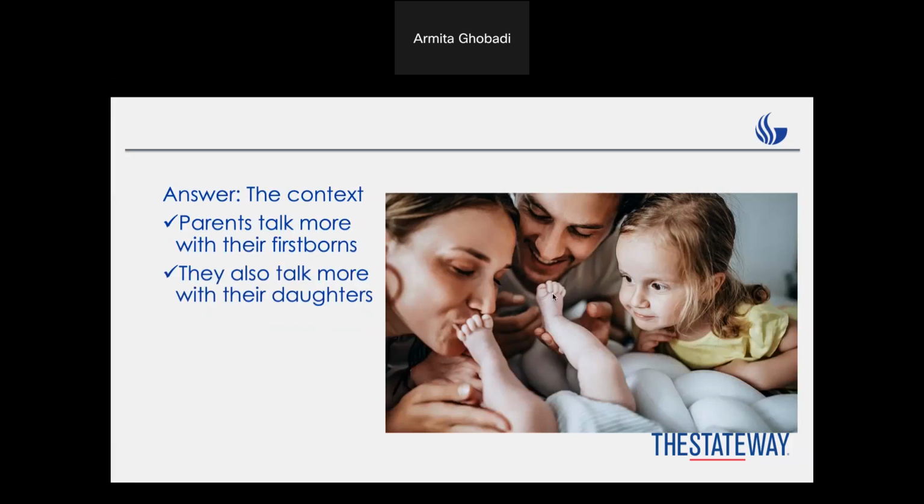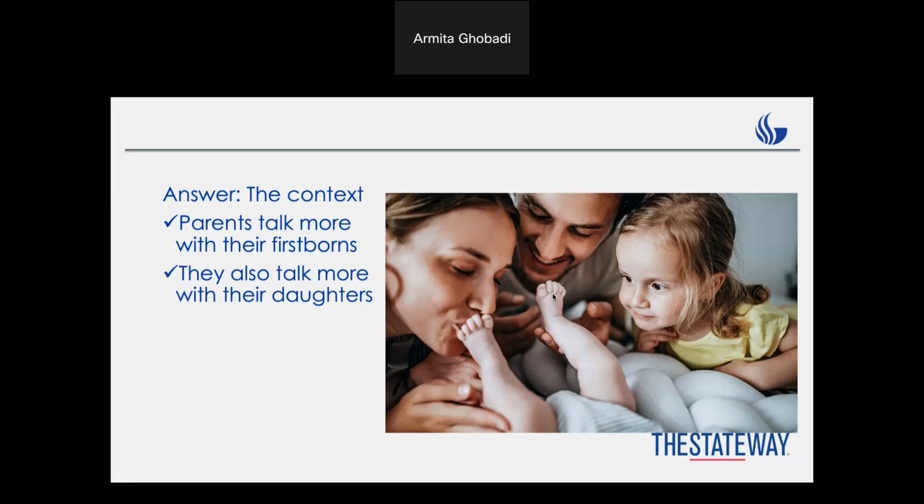The reason is again context. Parents in general talk more with their firstborns and their daughters. I guess that's so true because I remember my parents were talking to me all the time. But my brother is 15 years younger than me, and when he was born, my parents barely talked to him. So I guess there is a gender difference, and also a bias for firstborn children. Parents talk more and more with their firstborns and daughters.